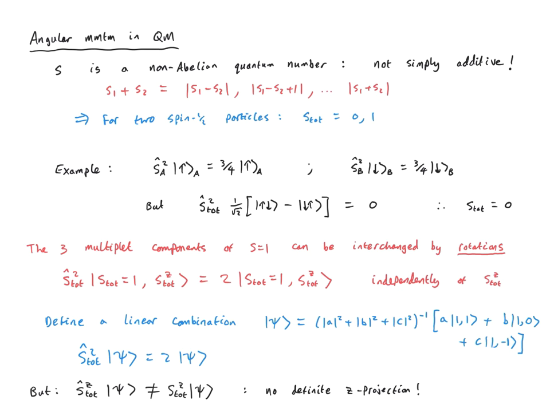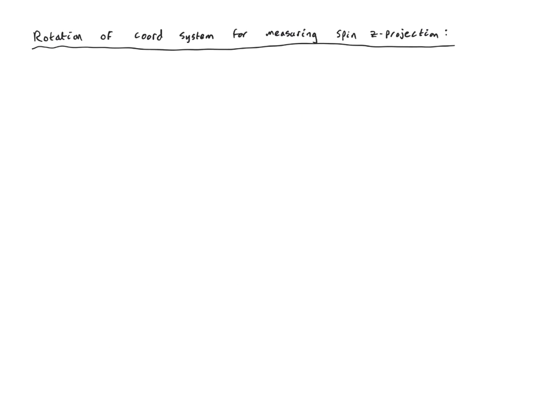In fact, as we'll see, doing this linear combination of these basis states is equivalent to doing a rotation of our coordinate system. In the new coordinate system, we could measure the spin projection Sz, and we will find that it would have a definite value. When we talk about the spin projection Sz, of course we have some coordinate system in mind, and we can of course do a rotation of our coordinate system to define a new z-axis.